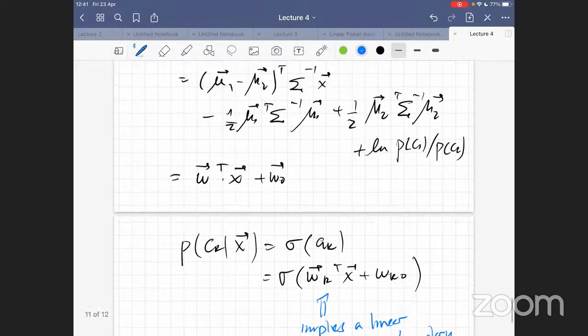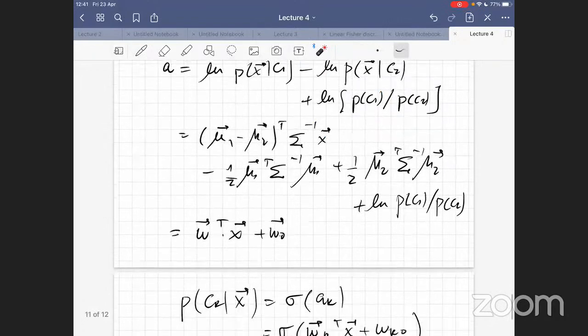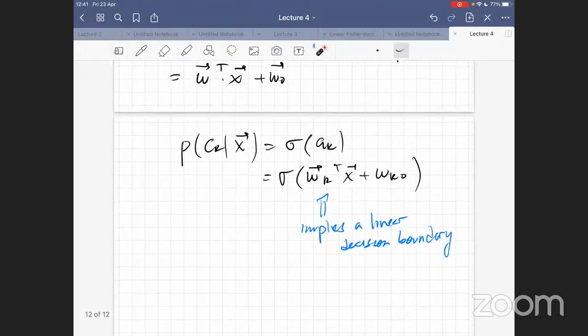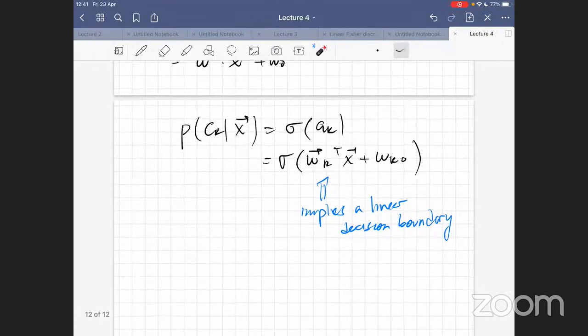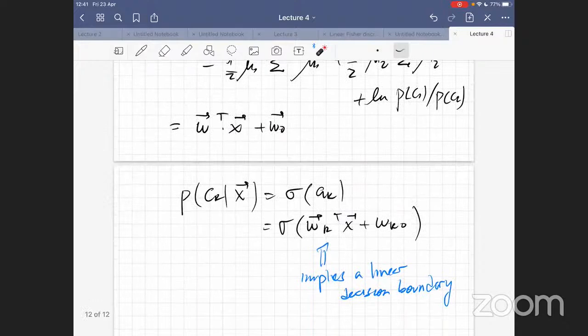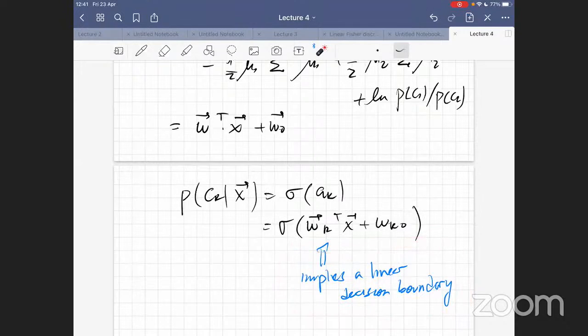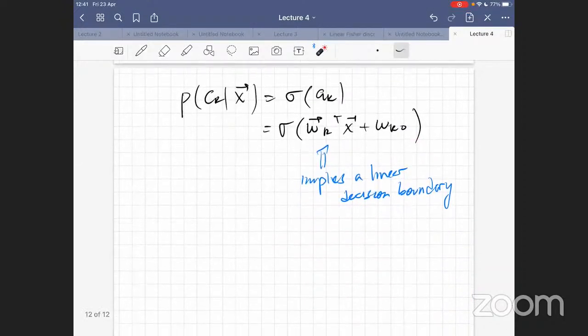Of course, this is possible because I have assumed the same covariance for all the classes. But it may not be the same if I don't do it, as I will show you later. If I assume the same covariance, then I can express the argument of the sigmoid in a linear fashion. And this implies that the decision boundary among all the classes is going to be linear. So, are there any questions so far?